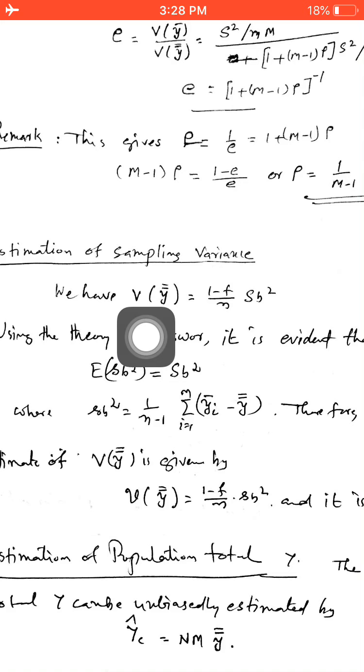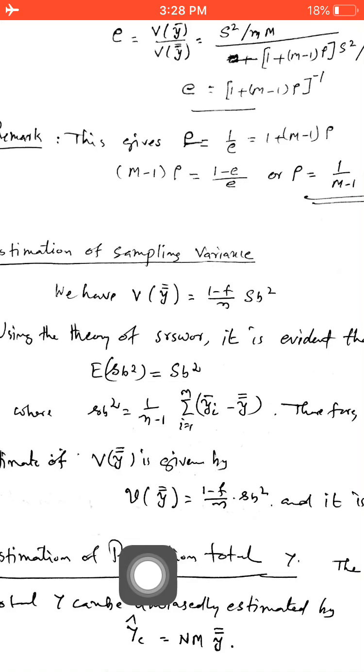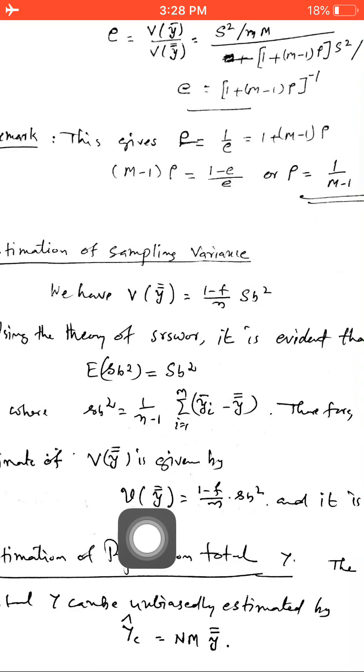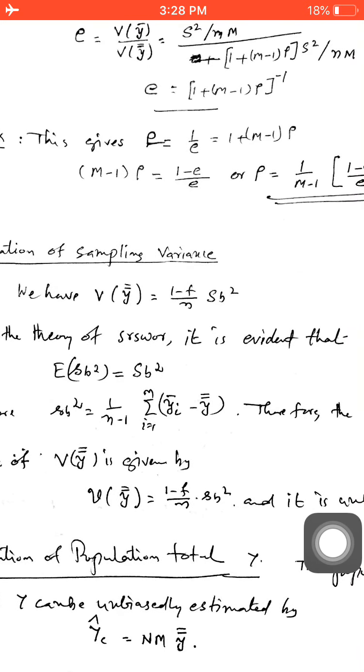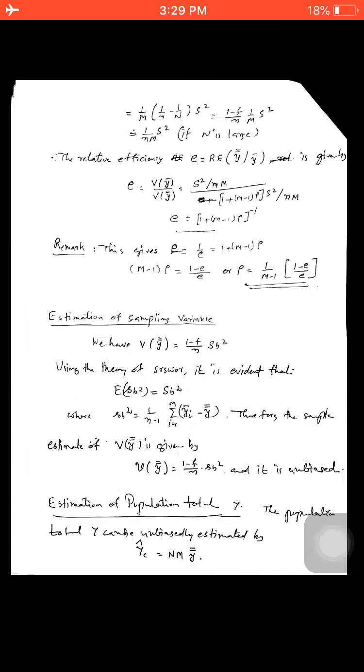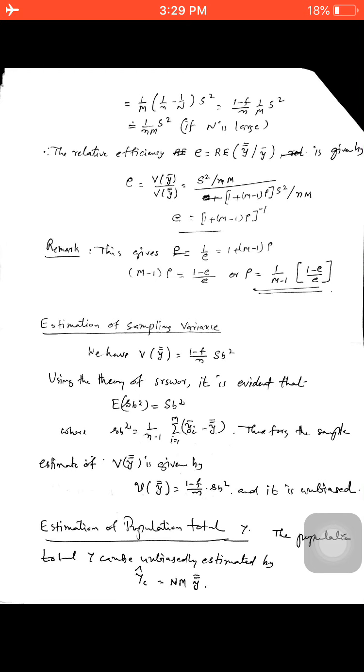Okay, so the variance estimator, small v of y double bar, is equal to 1 minus f by n into small SB square. Okay, so what we are doing here is we are just applying the theory of simple random sampling of units to simple random sampling of clusters, that's all. Okay, that is regarding the estimation of sampling variance. Okay, and the third issue which we shall discuss now is how to estimate the population total capital Y.